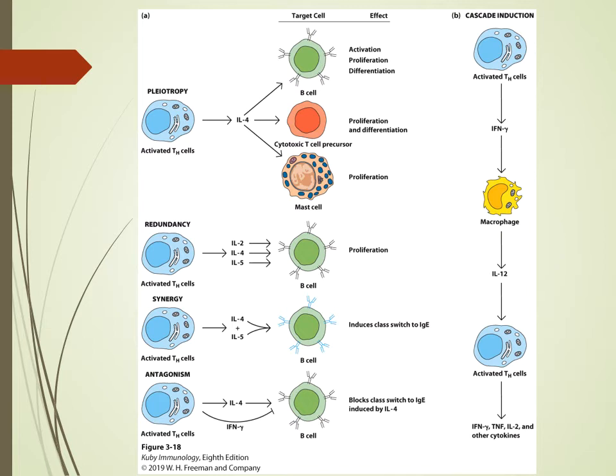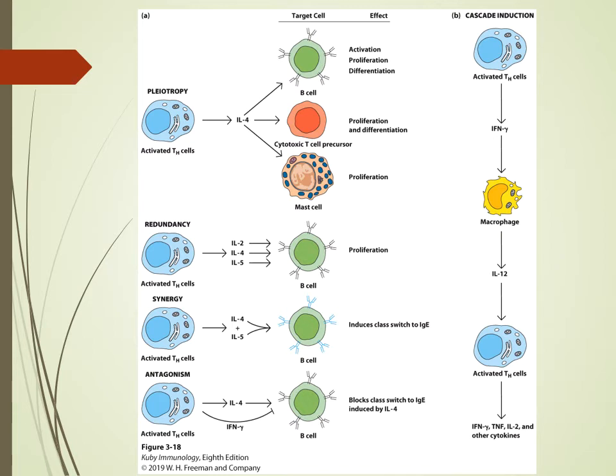For antagonism, this is where we're going to have two cytokines and they actually work against each other. So here we have IL-4, which normally would cause proliferation, but if we have interferon gamma being produced, it actually blocks the proliferation, blocks any kind of class switching from occurring in the B cell.